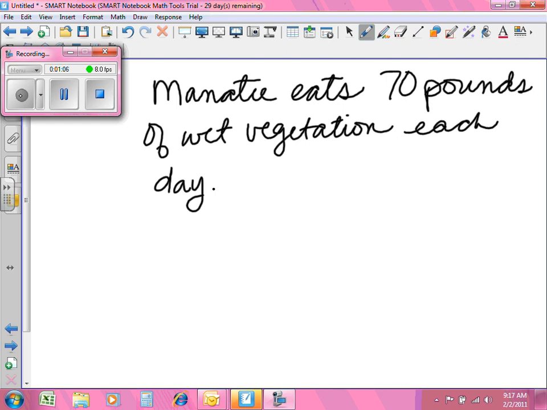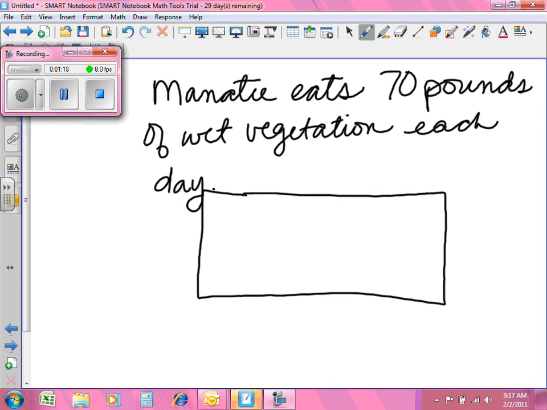So we need to make a table to show the relationship between the number of pounds and the number of days. So the first thing that we're going to do is sketch out our table, which you're going to do at your desk. Okay? Sketch out your table. Sam, you're going to do this at your desk. We're just going to start this way.